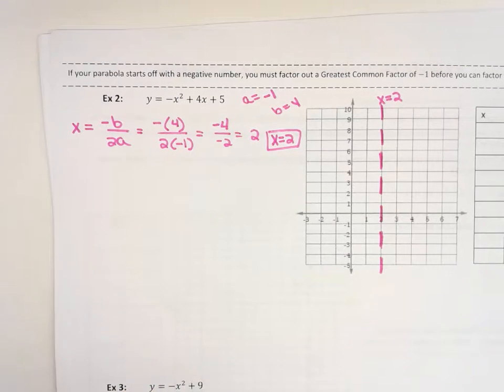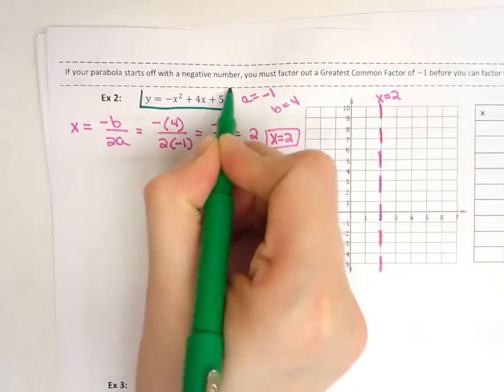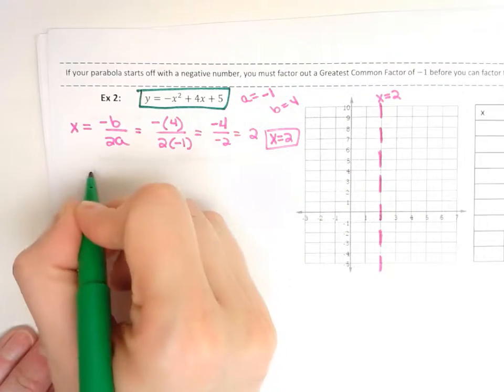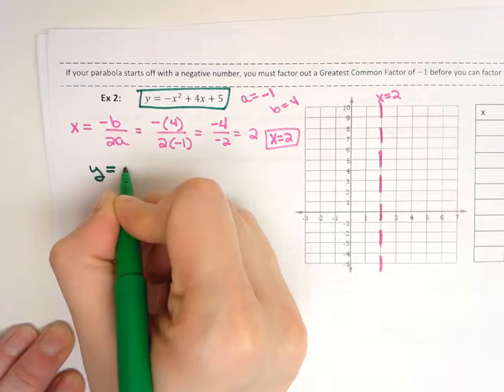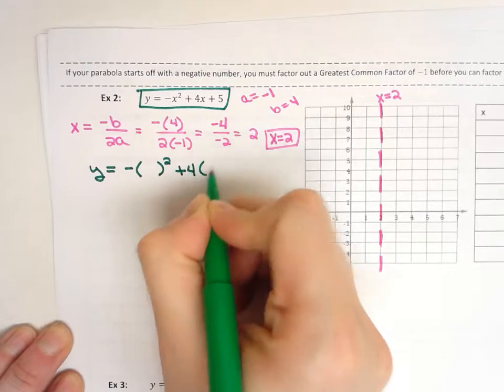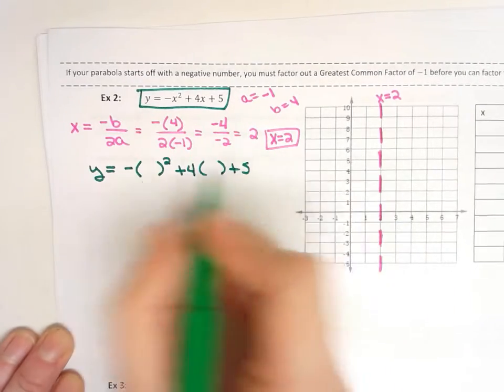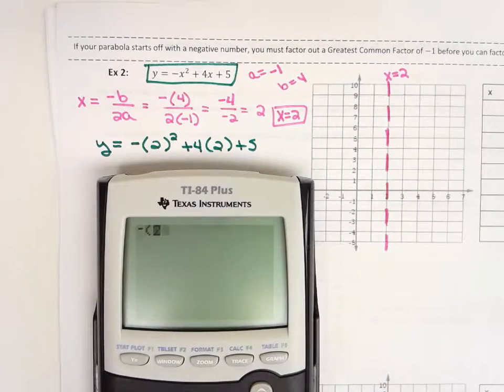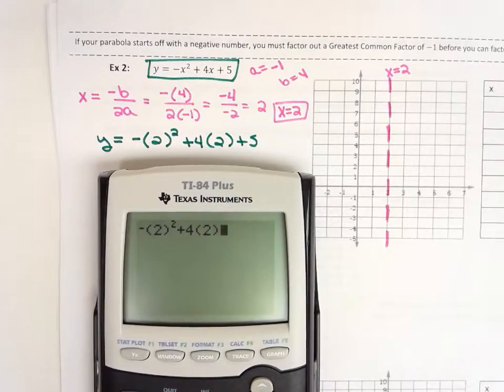and it's right there. So now that we have the axis of symmetry, we're going to take that original equation that's right there and take that x value and plug it in place of both of them. So I would have y is equal to negative my x value squared plus 4 times my x value plus 5. And I'm plugging in that positive 2 right there. So let's go ahead and plug that into our calculator. So negative 2 squared plus 4 times 2 plus 5.